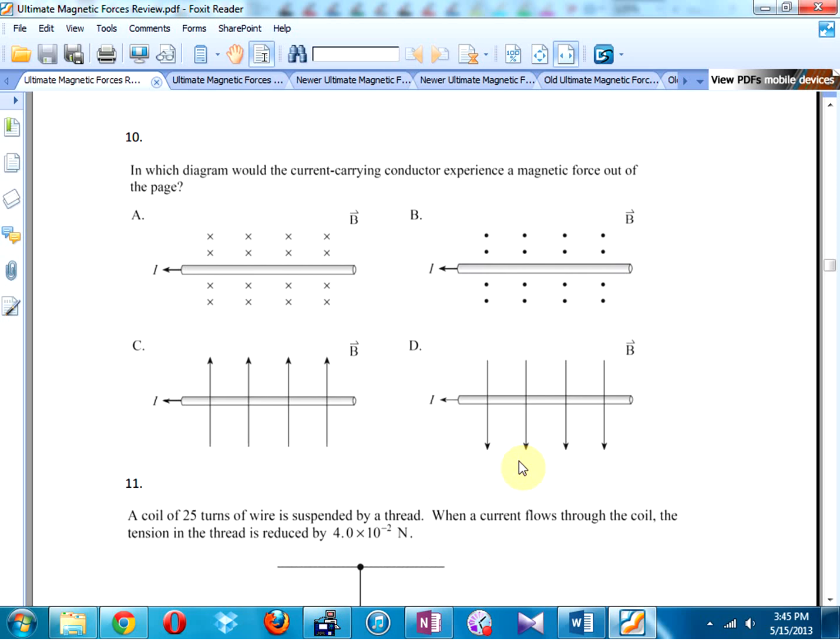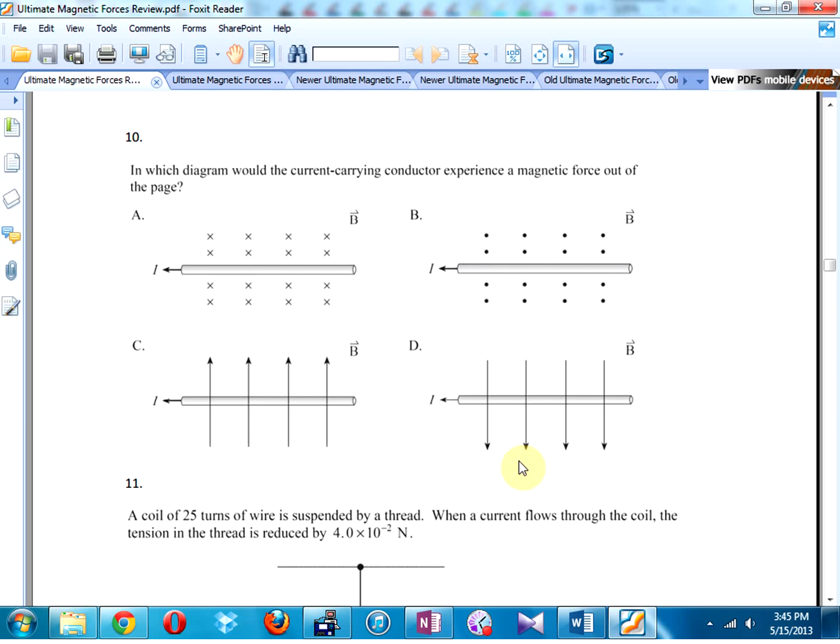In this one, they're telling you the direction of the force, so you have to figure out which of those diagrams would work if you know the force. I can't do these in my head. I have to do the right hand. So what direction is the force, Dorothy? Out of the page. So point your palm like you're looking at it, because that's out of the page, yes?